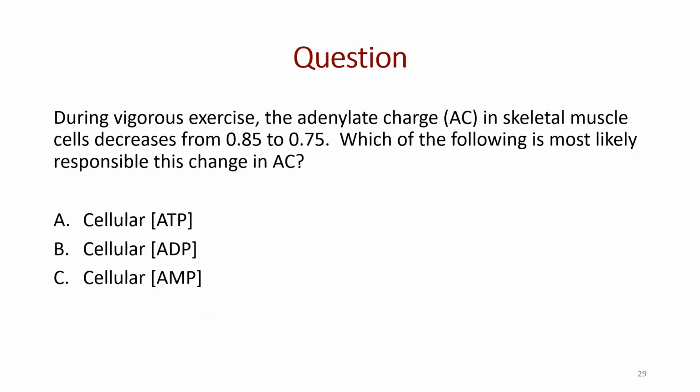Okay, so here's a question. During vigorous exercise, the adenylate charge in a skeletal muscle cell will decrease from 0.85 to 0.75. Which of the following is most likely responsible for this change in adenylate charge?